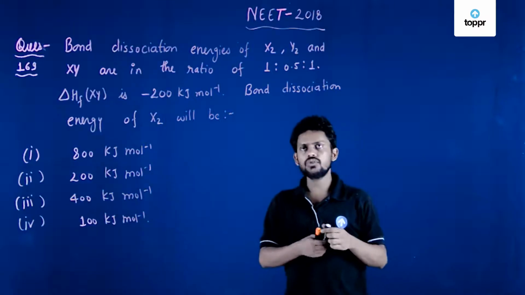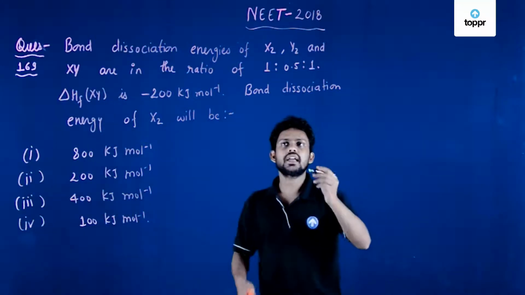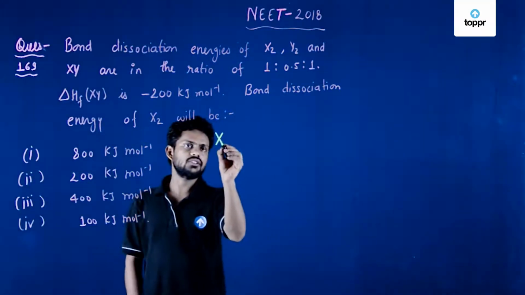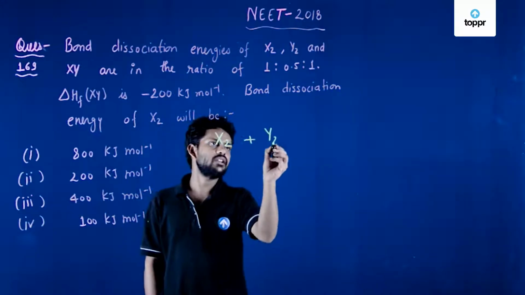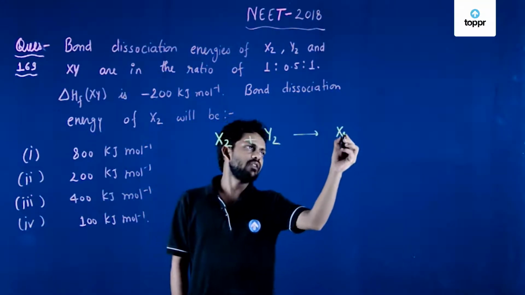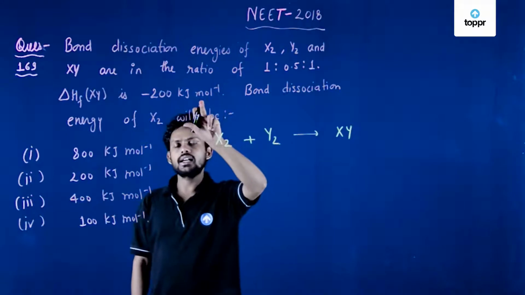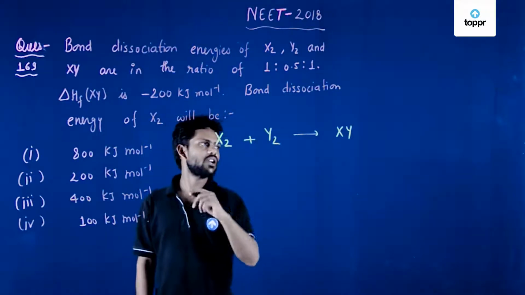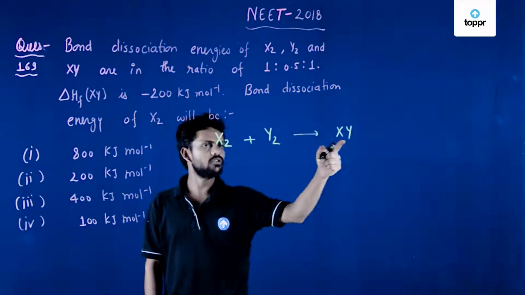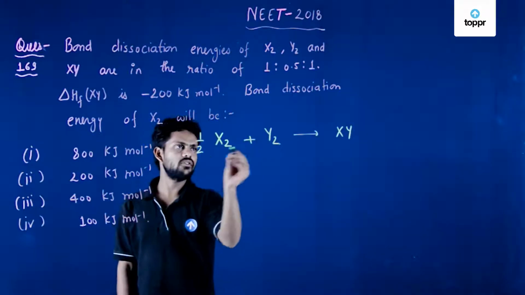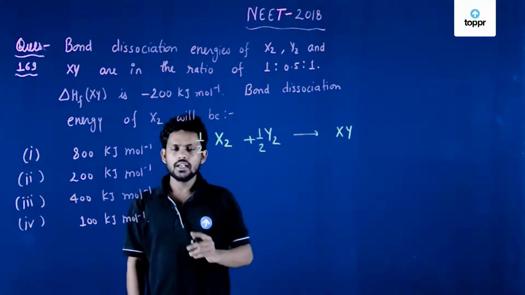So if you just simply write the reaction, what is the reaction here? You have X2 plus Y2 giving you XY. The data that has been given is per mole, so I will make only 1 mole of the product and write half and half here. Okay, so fair enough.